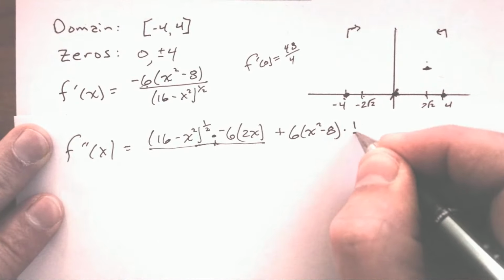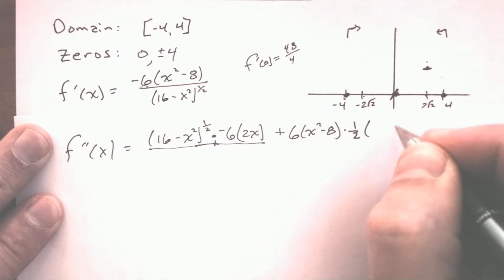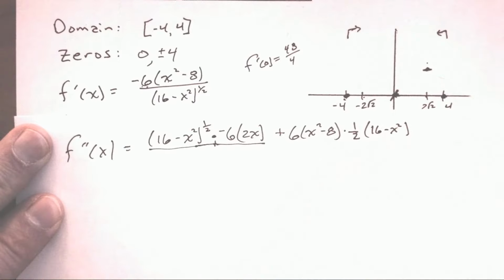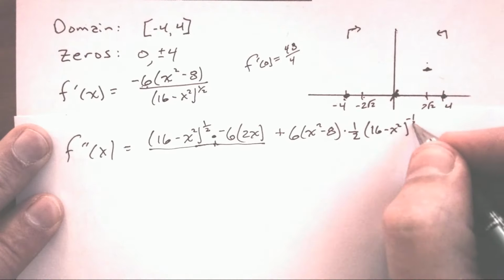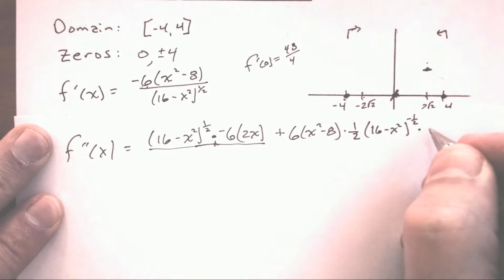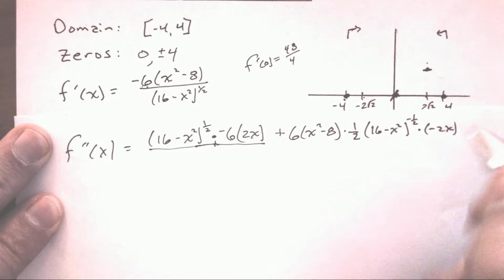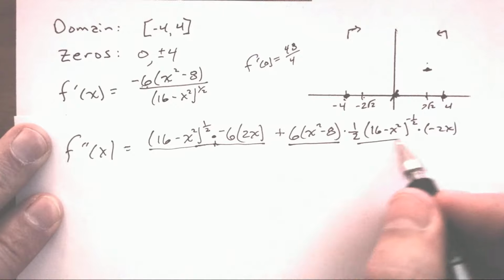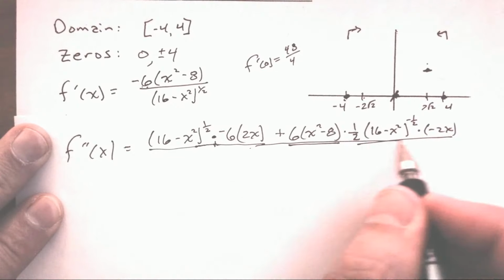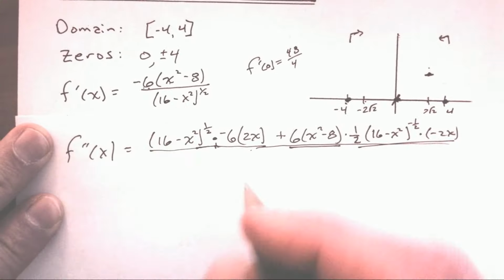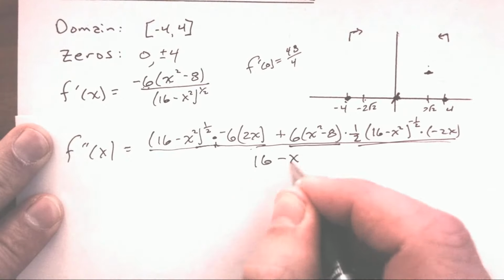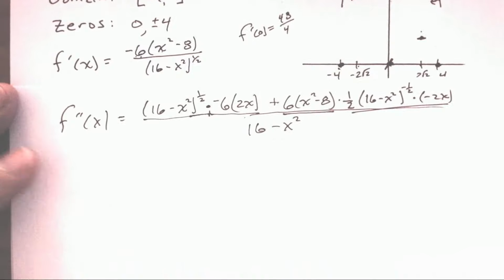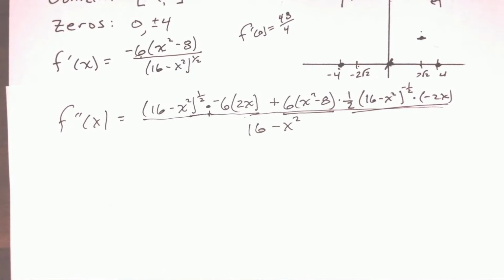That is 1/2, leave the inside function or the baby function alone to the negative 1/2, treat the baby, negative 2x. So that is high, d low. Okay, all of that is over the square of the thing below, and that's about the only thing I liked about this, 16 minus x squared. All right, it's algebra now. Calculus is done.